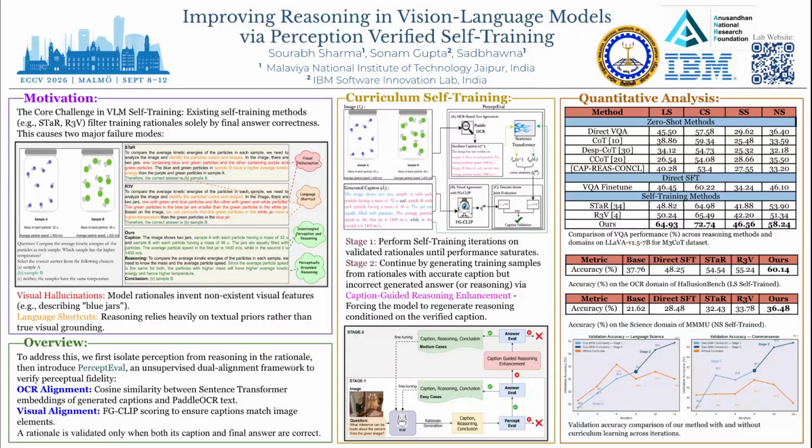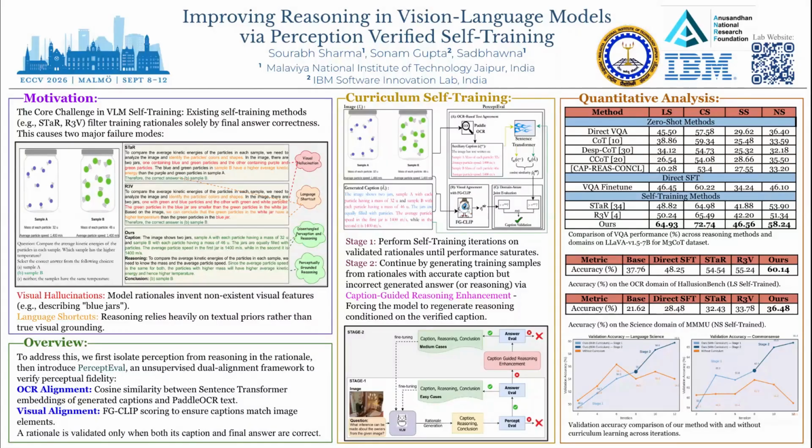Now we have analyzed the existing self-training methods and we have observed two failure modes. One is visual hallucination, where the rationale it generates contains non-existing visual features, meaning details which do not exist in the original image. Here you can see in the example, a blue jar is present in the model output. Now the blue jar is nowhere in the image. We have blue particles, green particles, white jars, but no blue jar. So these are visually hallucinated details present in the reasoning.